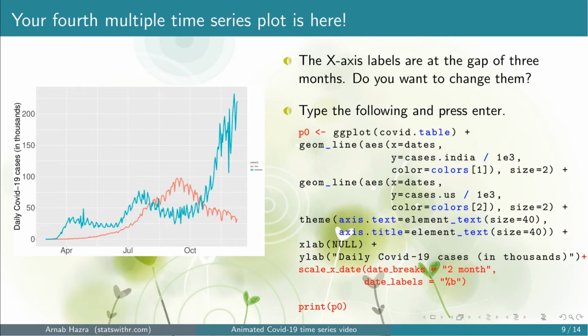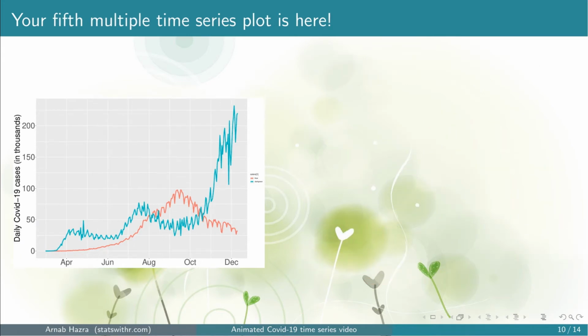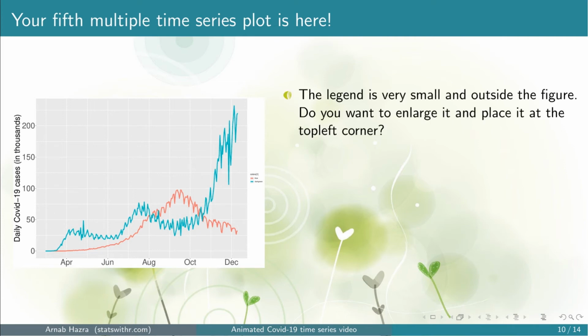Also, note that we are storing the layers so far into p0 for convenience, and will add the subsequent layers on the top of p0. Print p0 prints the ggplot. Now press enter. OK, you get your fifth multiple time series plot. The x-axis labels are now at the gap of 2 months. Next, note that the legend is very small and outside the figure.